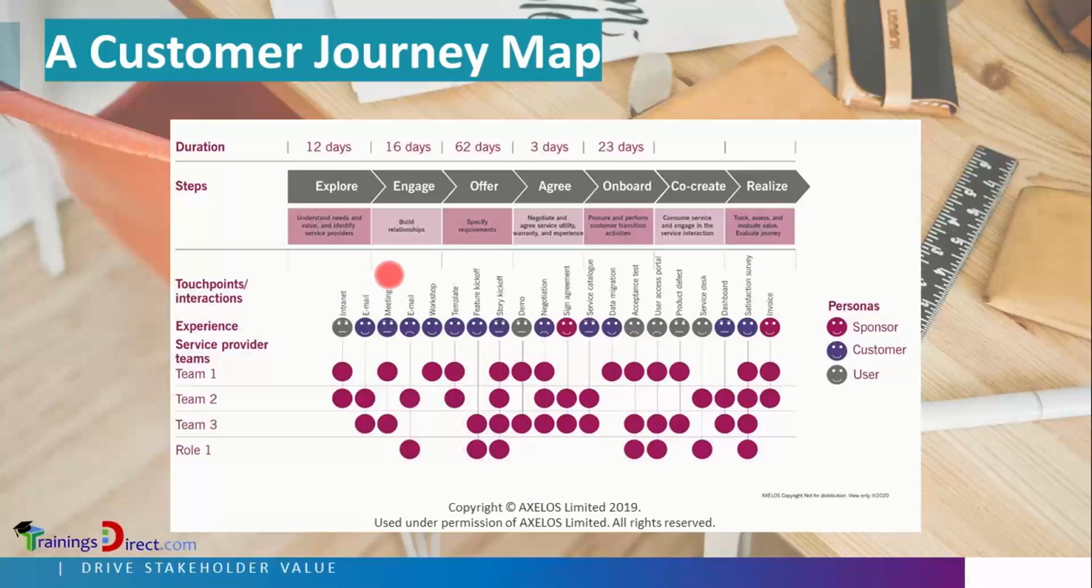Customer uses meeting, email, workshop, template, feature kickoff, story kickoff, and then again there is a user demo followed by customer negotiation, then sponsor sign agreement, then again customer service catalog, customer data migration, user acceptance test, user access portal, user product defect, user service desk interaction, that is user and the service desk interaction. Again, coming back to customer dashboard for the customer and satisfaction survey to the customer, and finally invoicing to the sponsor. So the 3 personas are engaged throughout the journey with the different channels of engagement, touch points, and interactions.